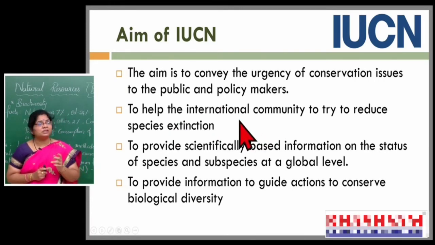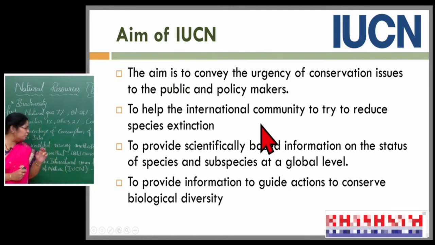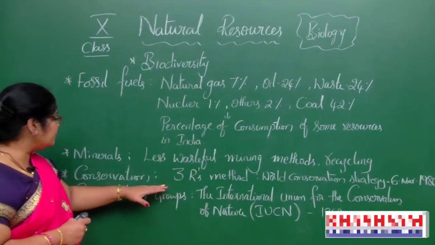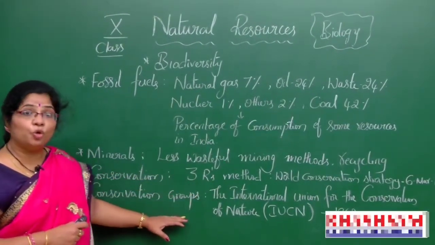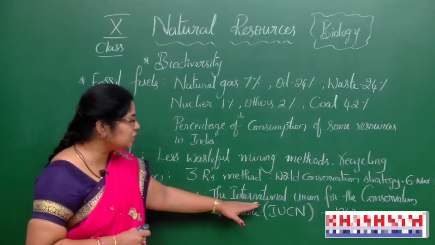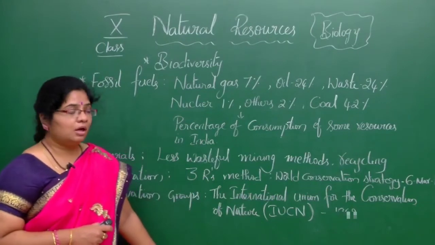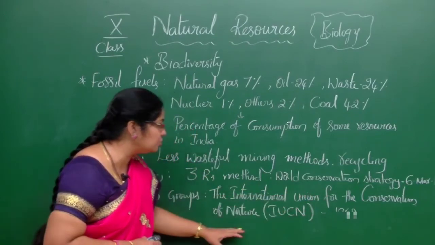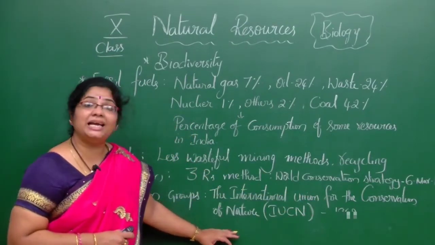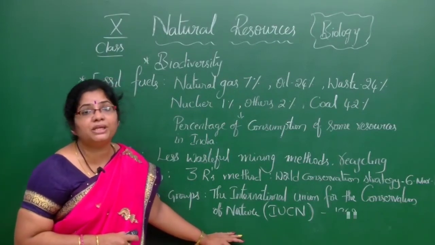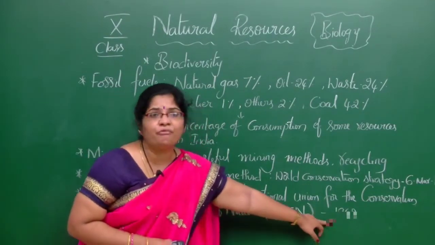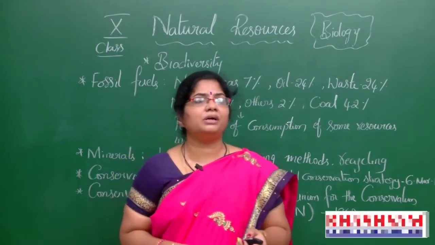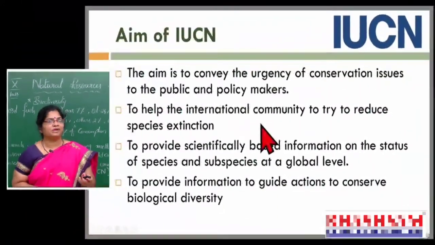And here we must and should know, see on the board, about conservation groups also. Of course we know conservation, but there are also conservation groups, like the International Union for the Conservation of Nature, which we call IUCN. This is an alliance of different government and public groups founded in 1948. So what is the importance of this IUCN? How does it help us?